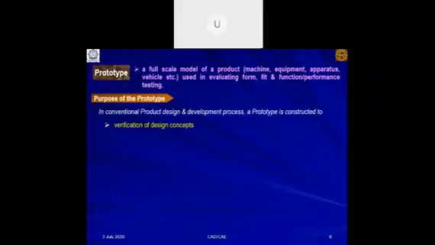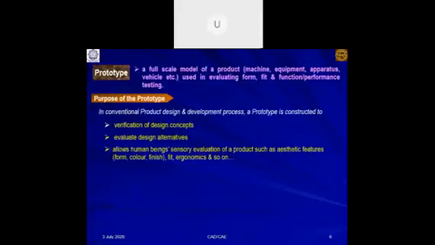the design concept. Whatever concept or preliminary design is conceived by the designer has to be verified from different angles. For that, a prototype is required, so that other experts can see your prototype and check your design concept. They also evaluate the design alternatives. Experts from different fields sit together, see your prototype, and evaluate whether any alteration is possible or not. The prototype also allows a human being to use sensory evaluation of the product.